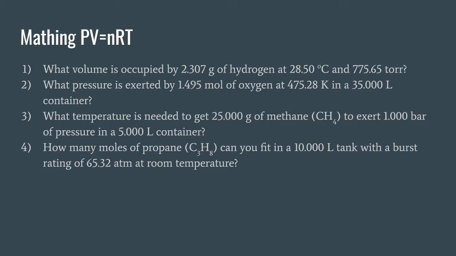Okay. So what volume is occupied by 2.307 grams of hydrogen at 28.5 degrees Celsius and 775.65 torr? Okay, this one is mean because I didn't put it in terms of moles of hydrogen, I put it in terms of grams of hydrogen. And instead of Kelvin, I gave you Celsius, and instead of atmosphere, I gave you torr. Doesn't really matter. Okay, we can calculate all of those things.